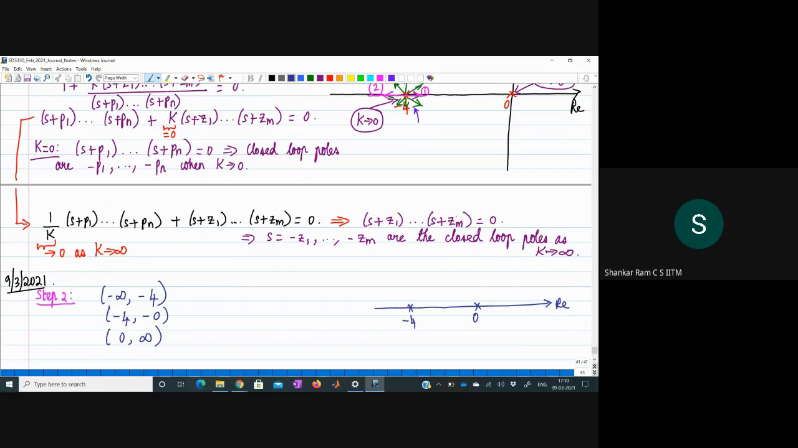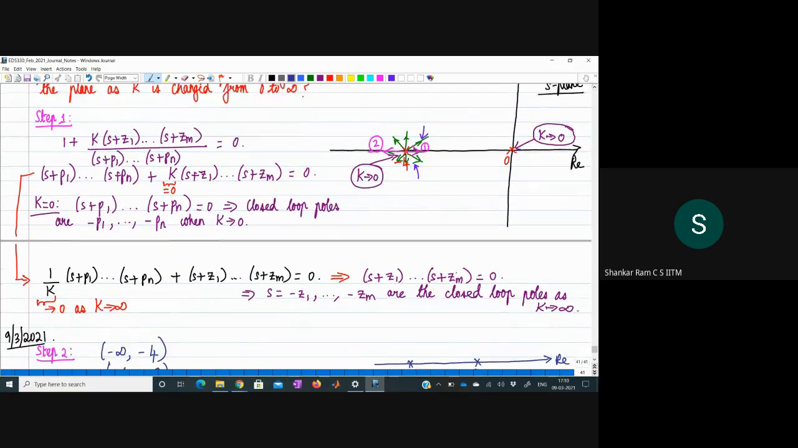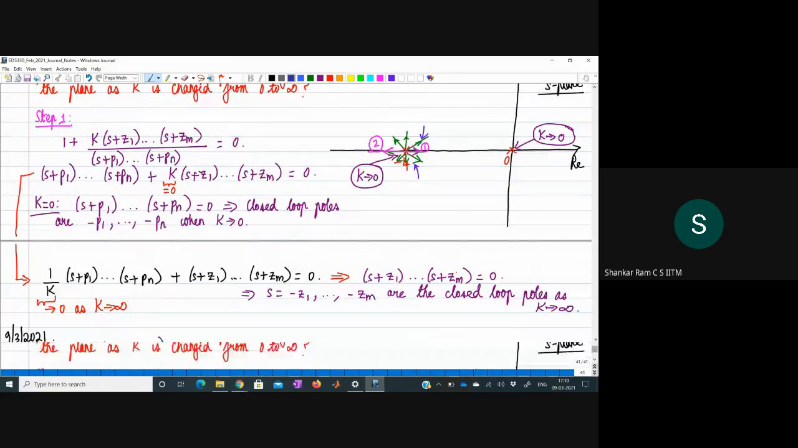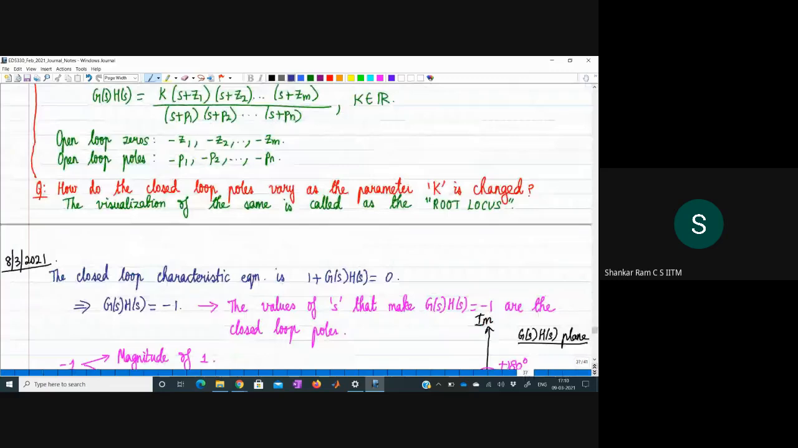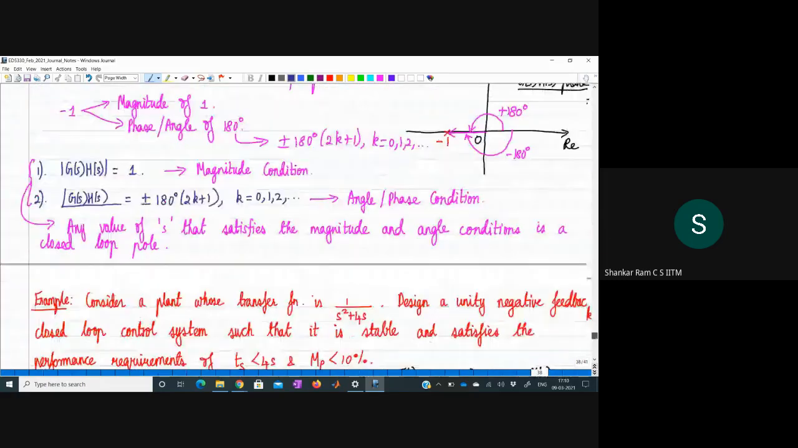Okay, by choosing test points in these three regions. Please recall that when we started off with the discussion on root locus, we had two conditions, right? The angle condition and the magnitude condition, on the open loop transfer function.